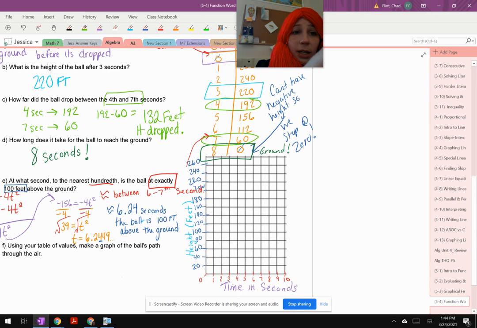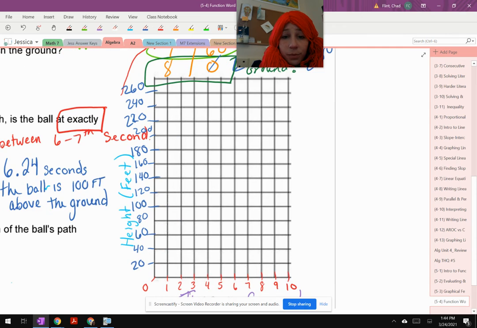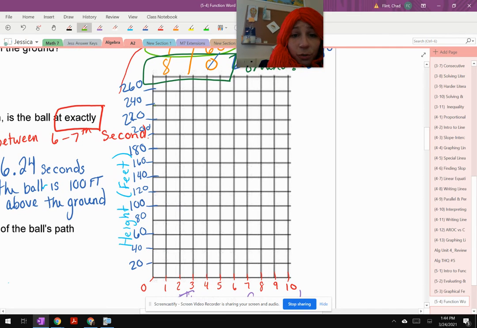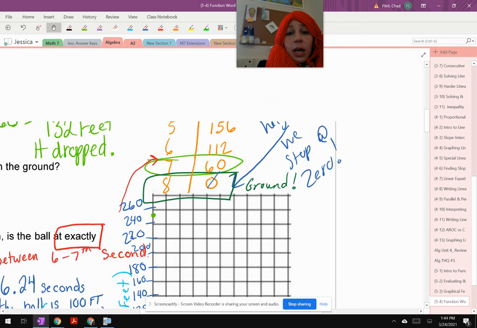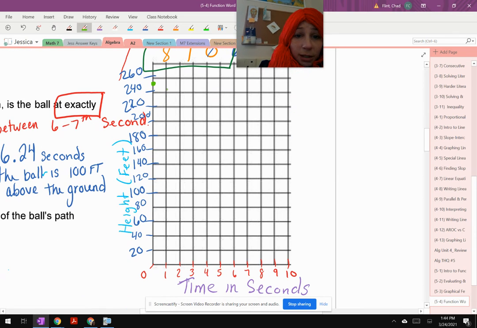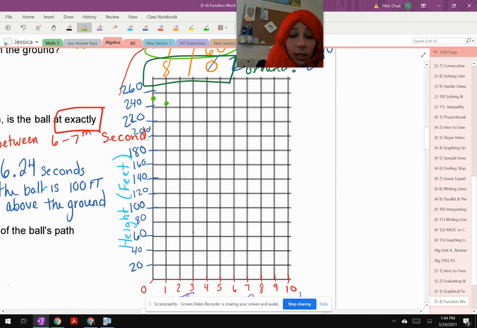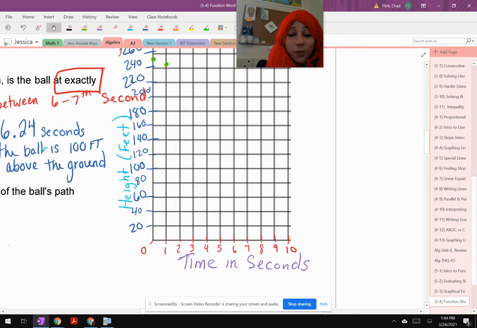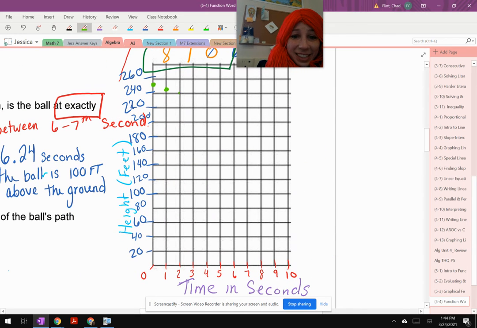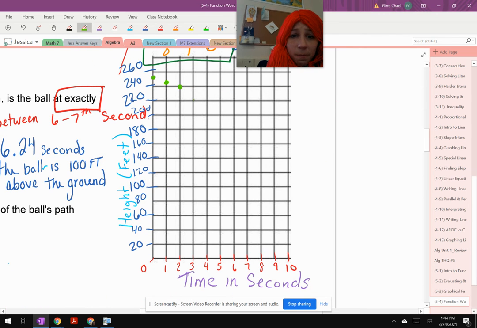I'm going to do my points in green. So 0, 256. 250 would be in the middle, so 256 would be about there. And then we have 1, 252, so that's not going to be much lower than that other one. 3 is at 220. Oh, I skipped 2. 2 is 240. There. 3 is 220.